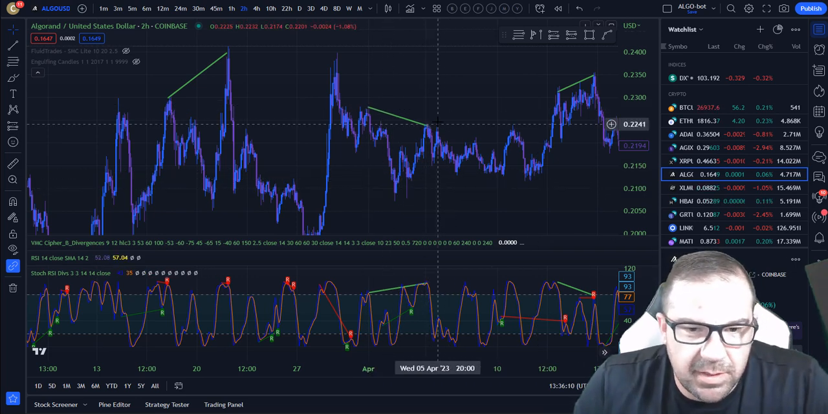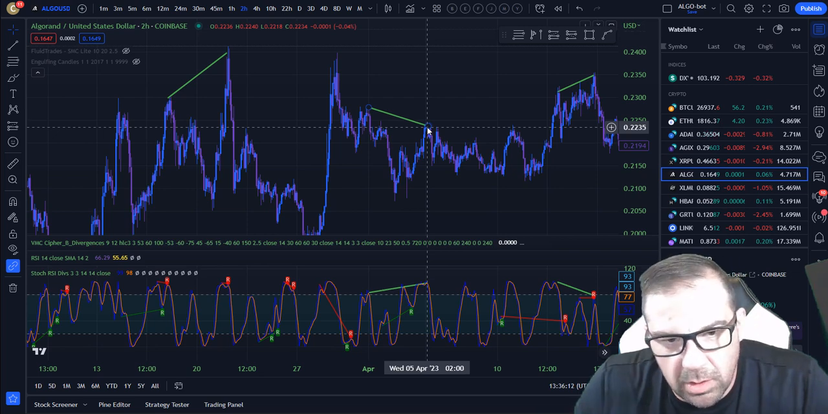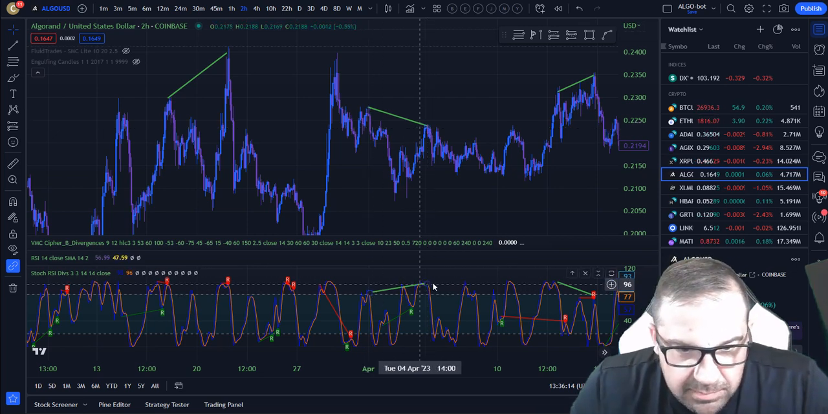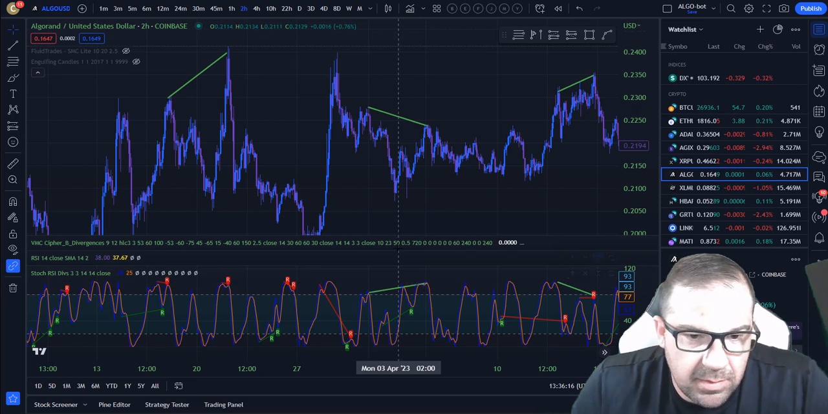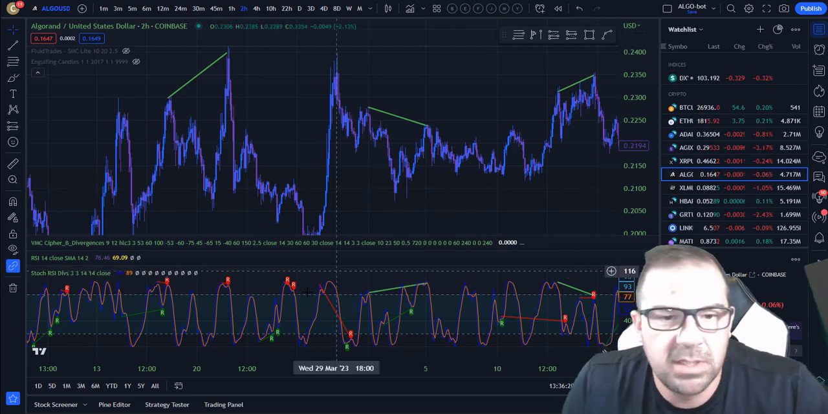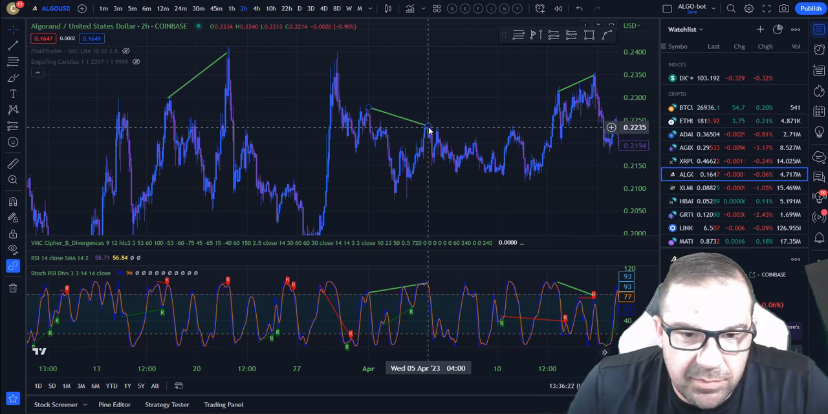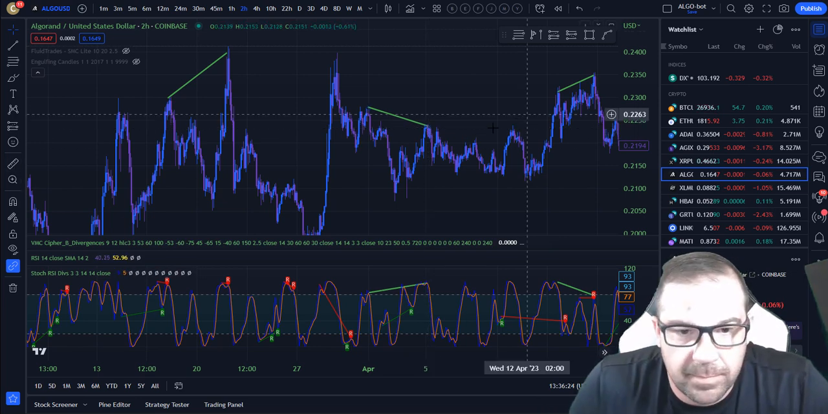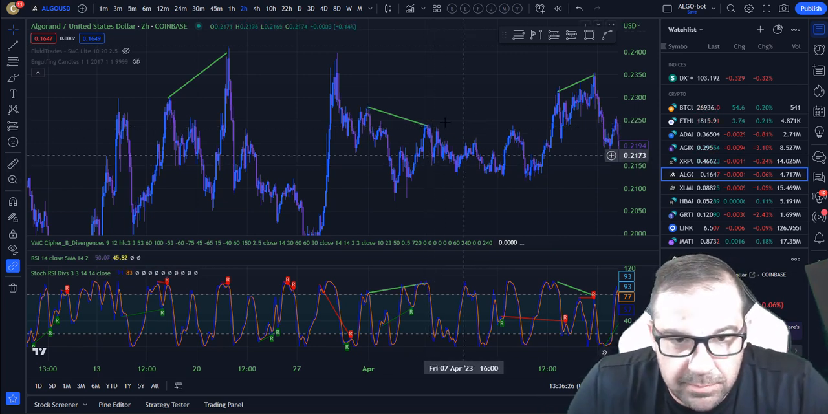So from here to here, it came up, it got a lower low, momentum got a higher high. That means we have our two opposing angles. And if you would have taken this for a short, really?